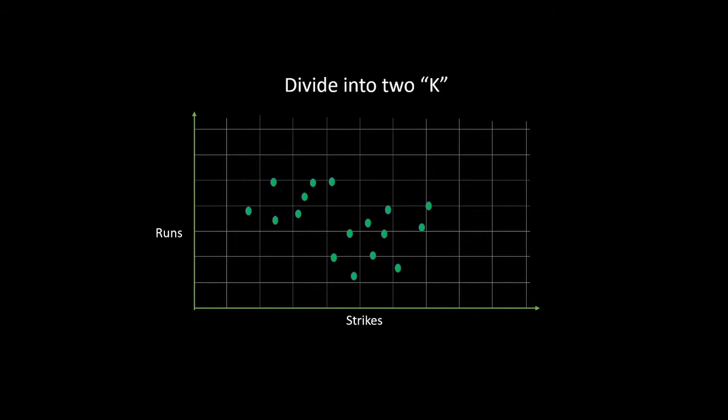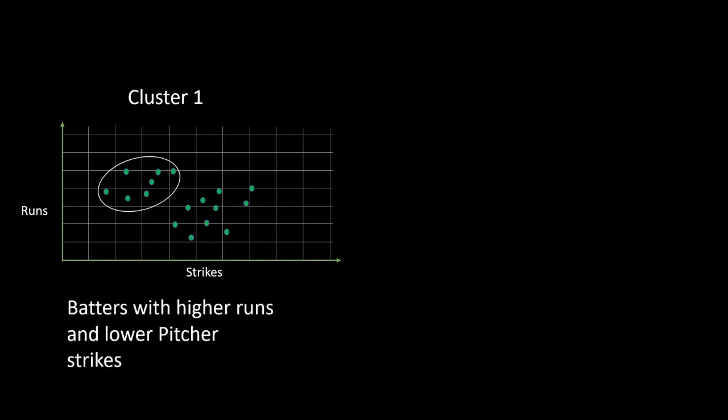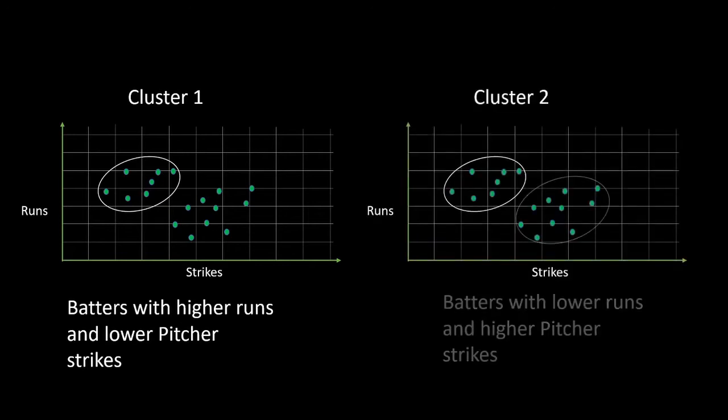If we divide into 2 clusters, we say that k is the number 2. What happens is we can look at our plot again, and we can create the first cluster here. This is based on runs versus strikes. In cluster 1, the batters have the higher runs and lower pitcher strikes. And in cluster 2, what we're seeing is batters with the lower runs and higher pitcher strikes. So that's what we're seeing there.